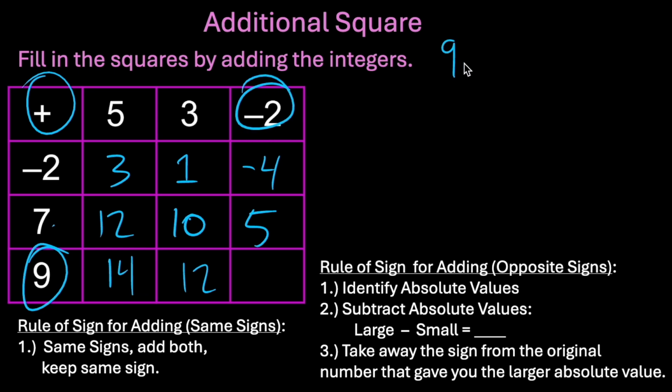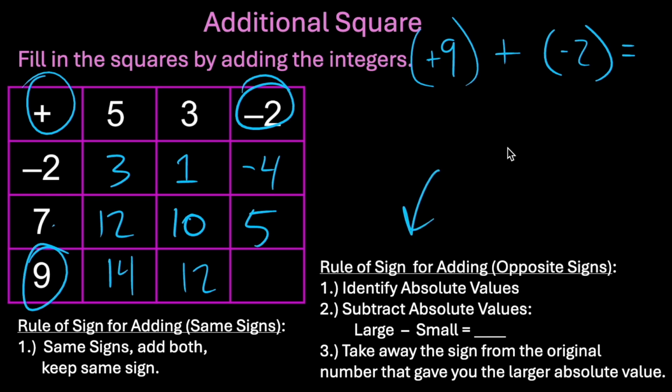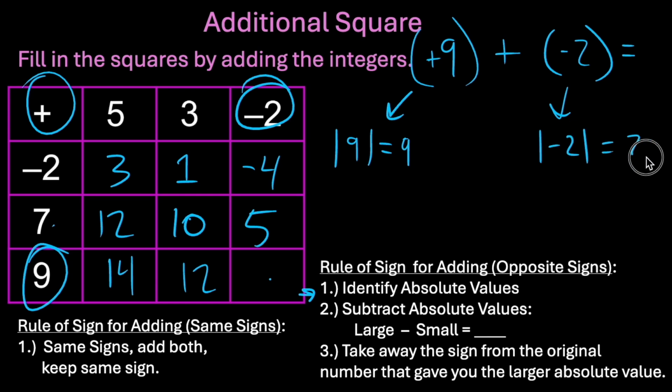9, or positive 9, plus -2 equals. All right, we need to apply the rule of sign for adding opposite signs, because both numbers have opposite signs and we're adding them. So let's identify the absolute values. The absolute value of positive 9, or 9, is 9. And the absolute value of -2 is 2.